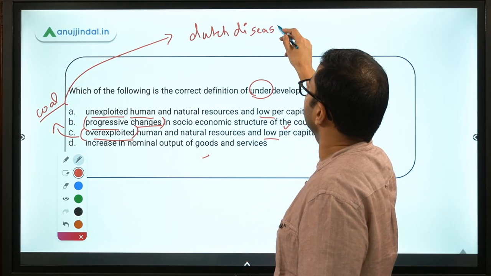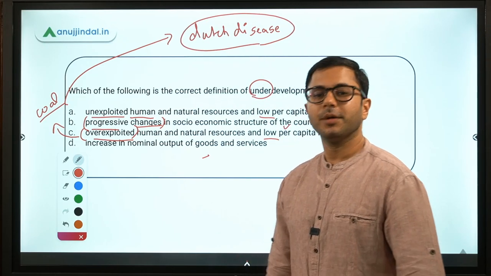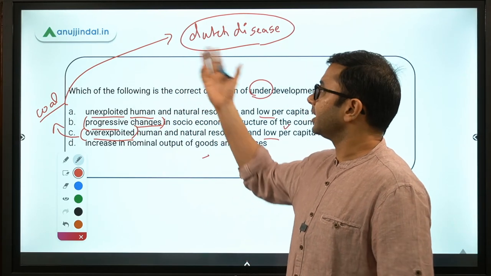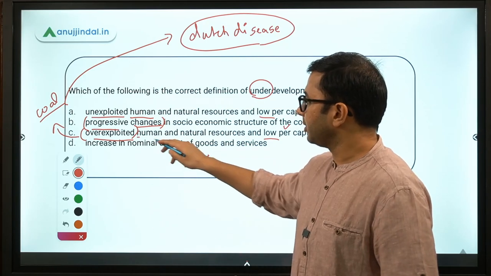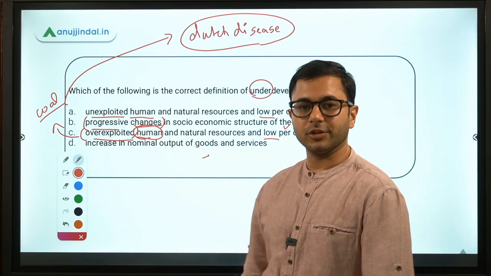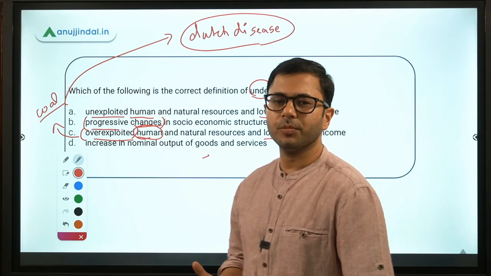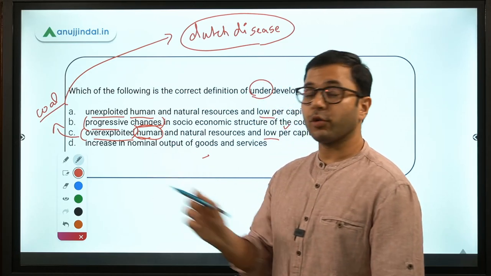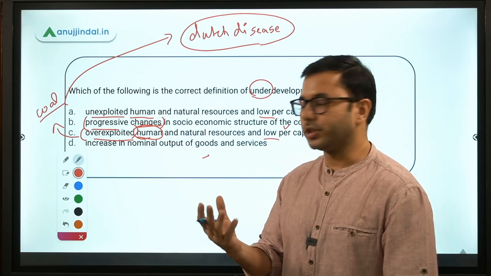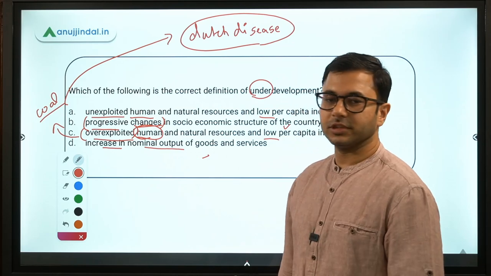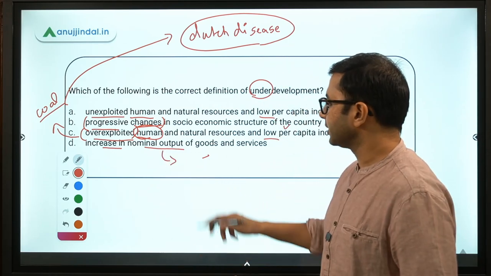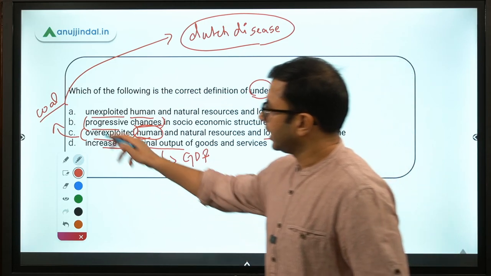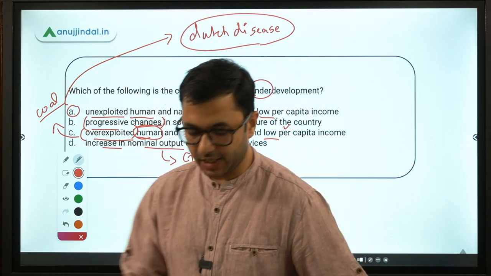Nahi pata hai, to Google karo. It's a very interesting concept connected with Netherlands. Bahut maza aayega padhne mein. So you might be thinking that over exploitation, the examiner might be referring towards the Dutch disease, but that is not possible because we are not only talking about over exploitation of natural resources, but also human resources. Human resource ko over exploitation karoge, exploitation bhi karoge, that means you are using them for development. Okay. Exploitation here does not mean taking advantage of. It means using. Increase in nominal output of goods and services. Whenever there is an increase in nominal output of goods and services, that means gross domestic product is increasing, which is a sign of development. So the correct option here is option A. I hope this is clear.